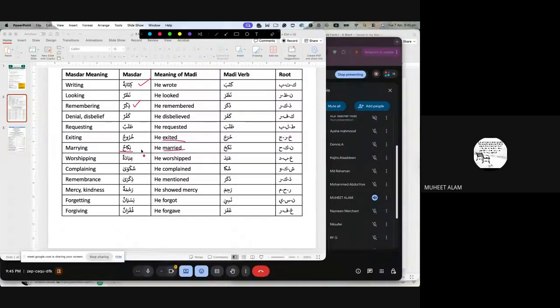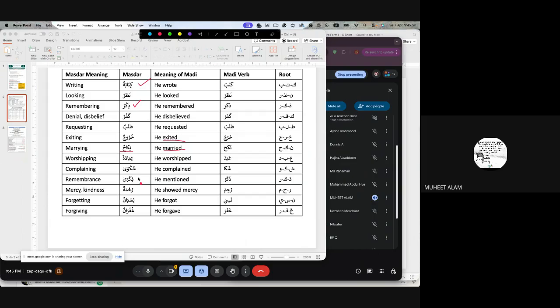Next is the ain badal root. The mazi verb is abada, which means he worshipped, and the masdar of this is ibadatun, worshipping. No actor, no time, just the action of worshipping.